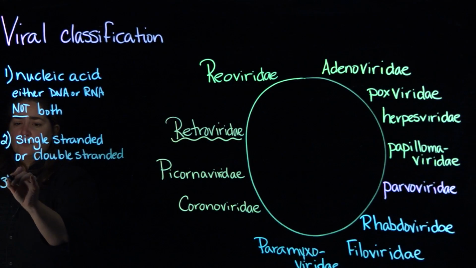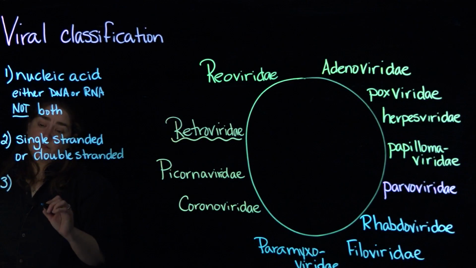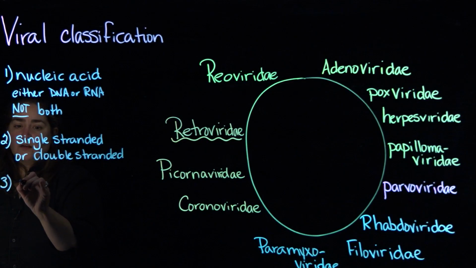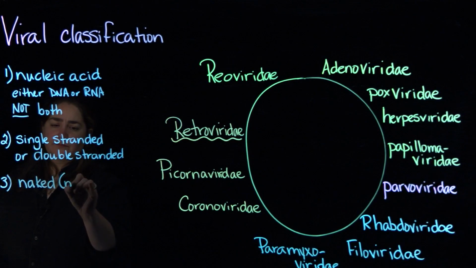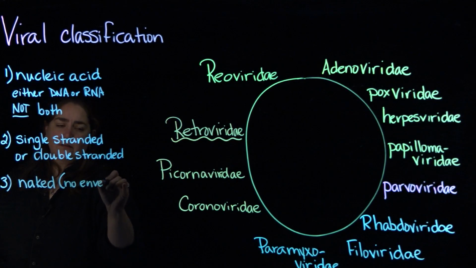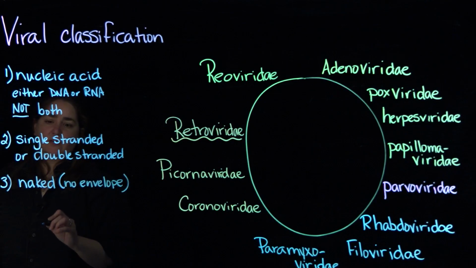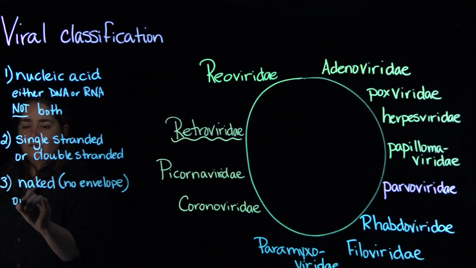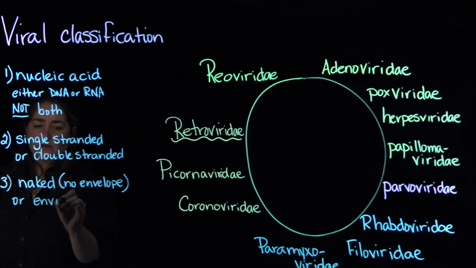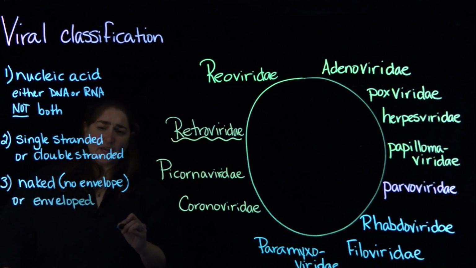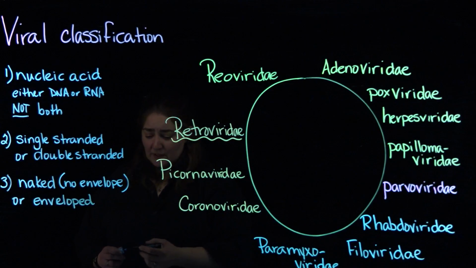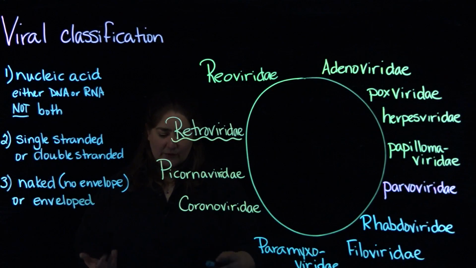And the last thing we can use to classify different viruses is the presence or absence of an envelope. So if that virus is naked, there's no envelope, there's no cell membrane around the outside of it. If there is an envelope around it, then that would be another way to classify the different viruses.